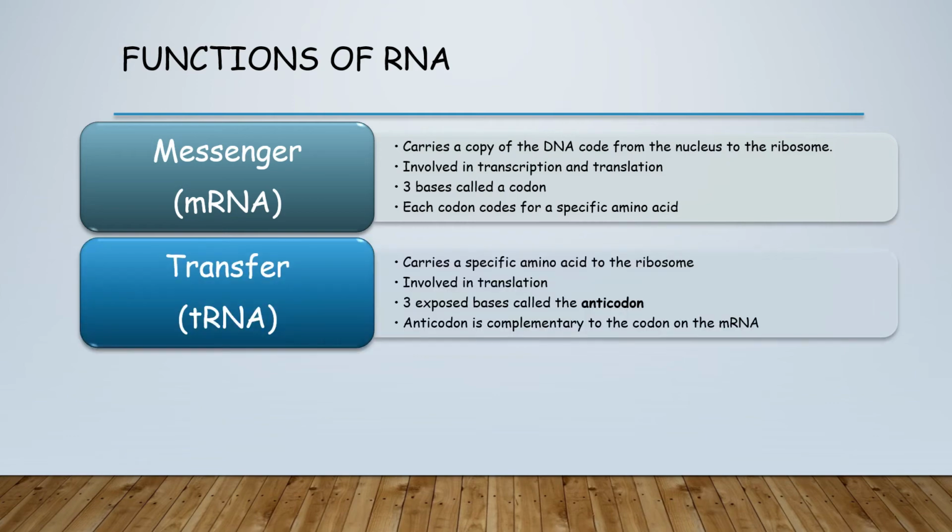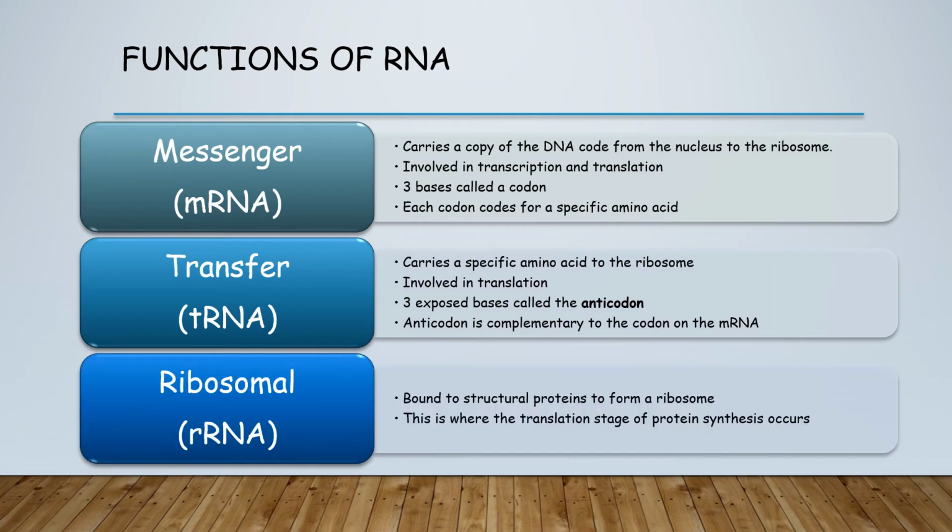So we now need to be specific when we're talking about RNA and use messenger or mRNA, because I'm going to introduce you to the second type, which is transfer RNA or tRNA. Its role is to carry a specific amino acid to the ribosome. It's involved in the translation stage of protein synthesis. 3 exposed bases is called the anti-codon, and as its name suggests, the anti-codon is complementary to the codon on the mRNA molecule. And we know from last year that protein synthesis happens at the ribosome, and it contains ribosomal RNA or rRNA. That's bound to structural proteins to form the ribosome, where the translation stage of protein synthesis occurs.